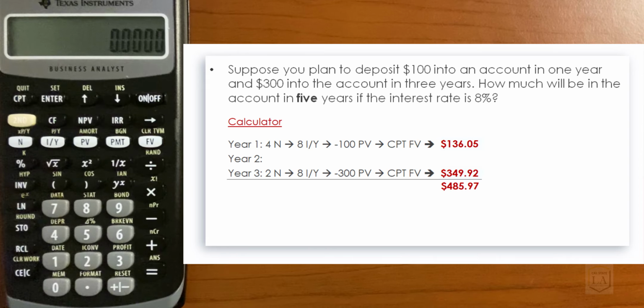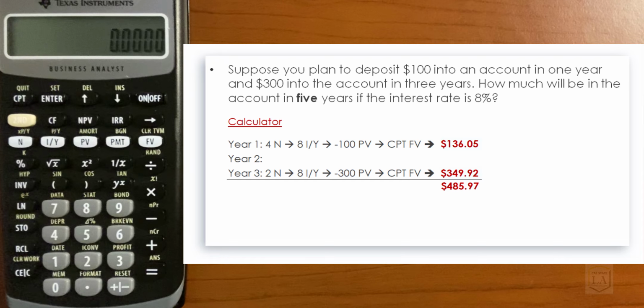And then the second exercise, suppose you're planning to deposit $100 into an account in 1 year, and then $300 into the account in 3 years. So 100 in 1 year and 300 in 3 years. And remember, there is nothing being deposited in the second year. So if that were the case, the question is slightly different in that it's asking you how much that account will be in 5 years. So you're not just withdrawing everything at the end of the 3rd year, but it will sit there until the end of the 5th year.